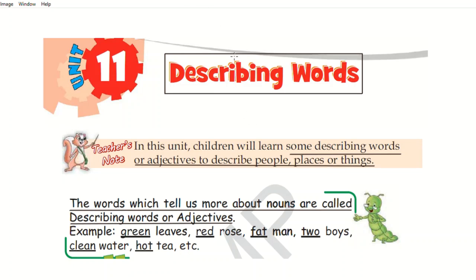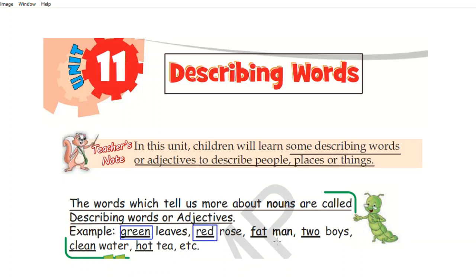For example, look at these words. Green leaves. The color of the leaves is green. So here, green is the describing word. Red rose. The color of the rose is red. Here rose is the naming word and it is described by the color, that it is of red color. So red is the describing word here.